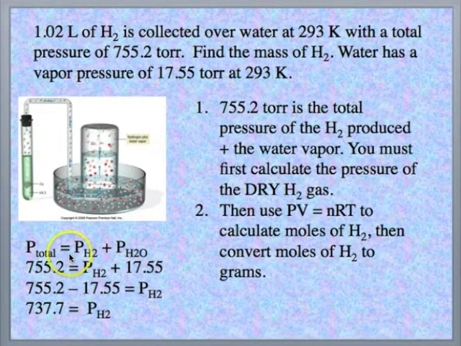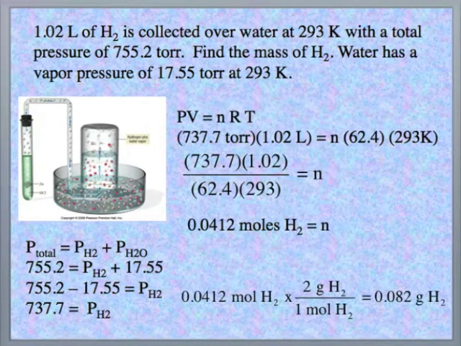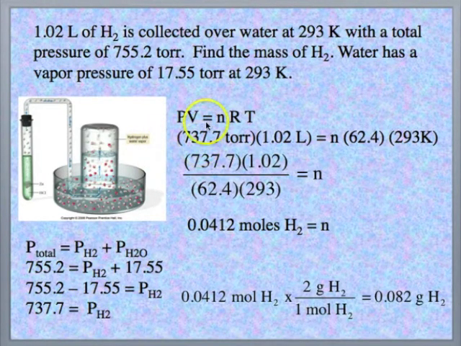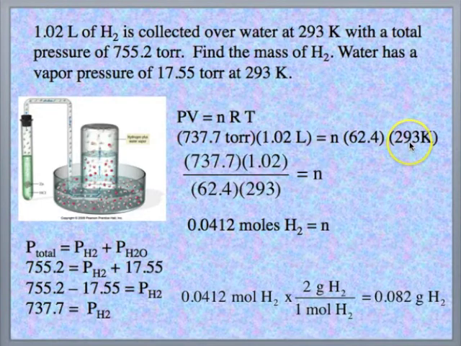Okay, so here we're calculating the pressure of the dry hydrogen gas collected by subtracting out the water vapor pressure, 755.2 minus the 17.55 torr from water vapor. And now we have the pressure of the dry hydrogen, 737.7 torr. Now we can simply plug this into PV = nRT. Here's the pressure, the partial pressure of just hydrogen gas that we just calculated. The volume of the container is 1.02 liters equals n, the number of moles, times 62.4 times 293 Kelvin.